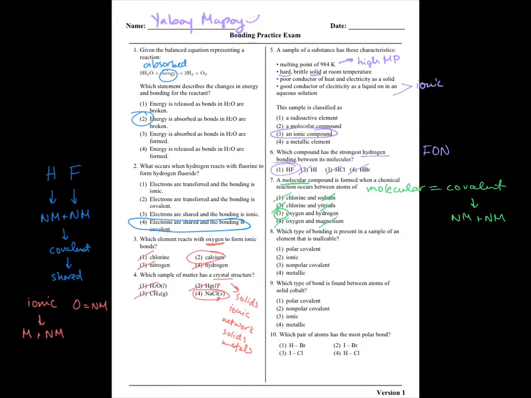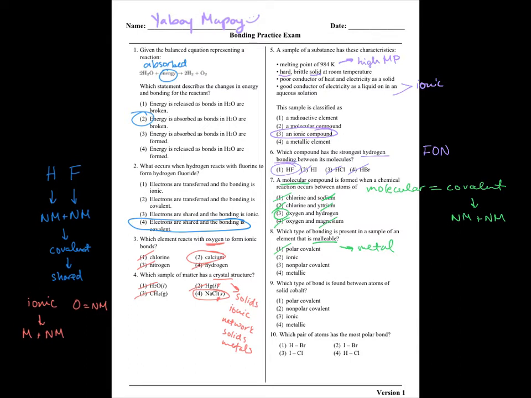Number 8, which type of bonding is present in a sample of an element that is malleable? So, malleable is a keyword for metal. Which type of bonding is present with metals? So covalent is 2 nonmetals. Nope. Ionic includes metal and nonmetal.